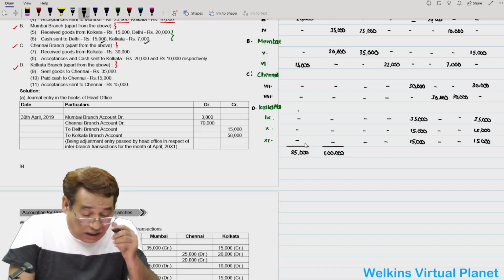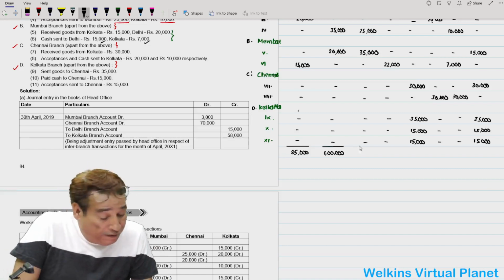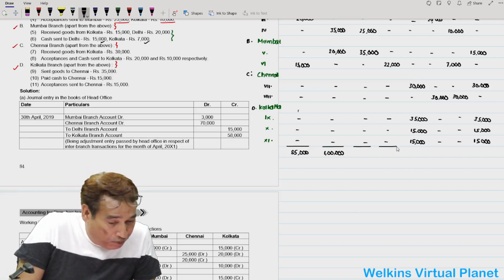Debit side total is 85,000. Is it clear to you or not? Similarly, I will now tally Mumbai branch account.